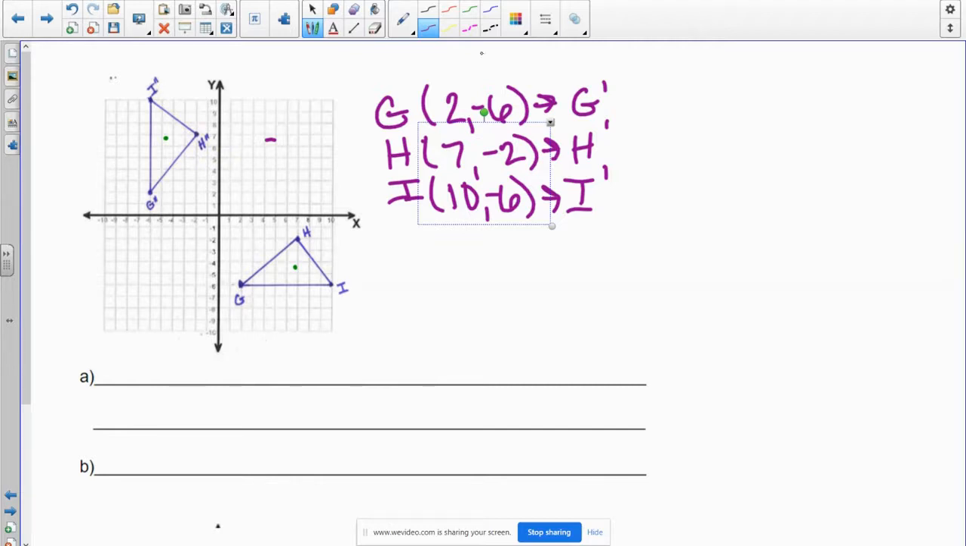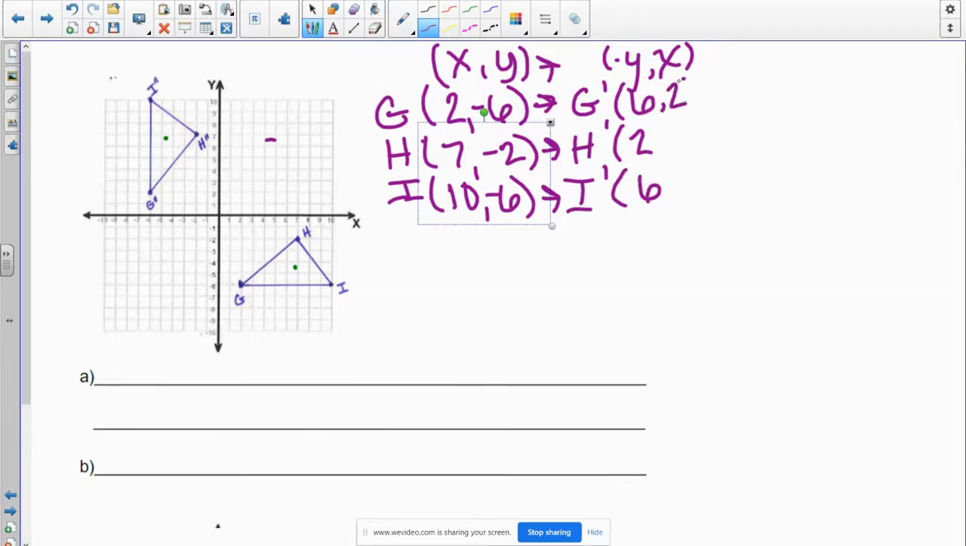So first of all, I'm going to write down the rule. So the rule for rotating 90 degrees clockwise would be that the X stays the same but flipped, and the Y changes to its opposite. So opposite Y, so that would be 6. Opposite -2 would be 2. Opposite -6 would be 6. And then the X's stay the same, just flip-flopped. So there are my new points.